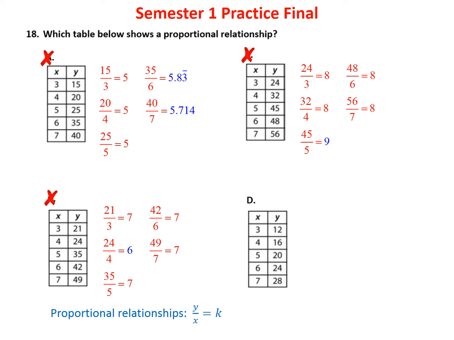So hopefully D is our proportion. 12 divided by 3 is 4. 16 divided by 4 is 4. 20 divided by 5 is 4. 24 divided by 6 is 4. And 28 divided by 7, they're all the same. So that is our proportional relationship, and the answer is D.